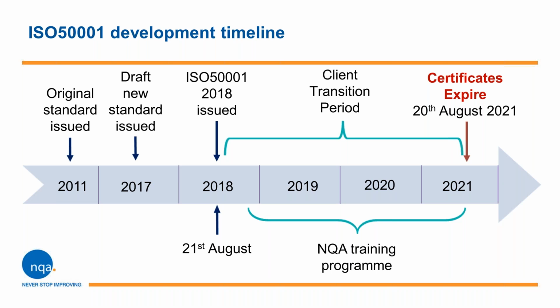That's the development timeline for the new standard, starting on the left hand side with the standard originally issued in 2011, draft versions of the new standard, and then late August last year the new standard itself was published, and there is a 3-year transition process. As I say, if you haven't transitioned by the 3rd anniversary in August 2021, then your certificate will automatically expire.